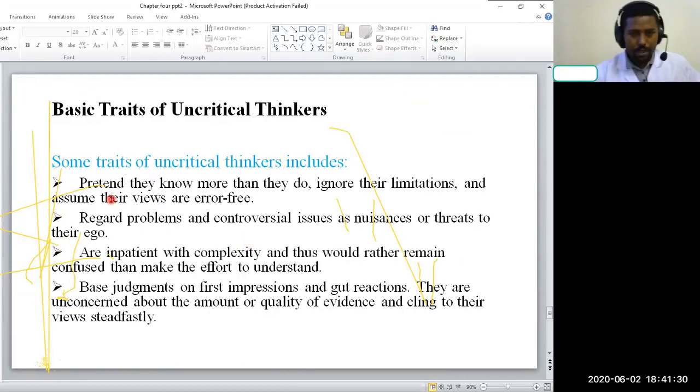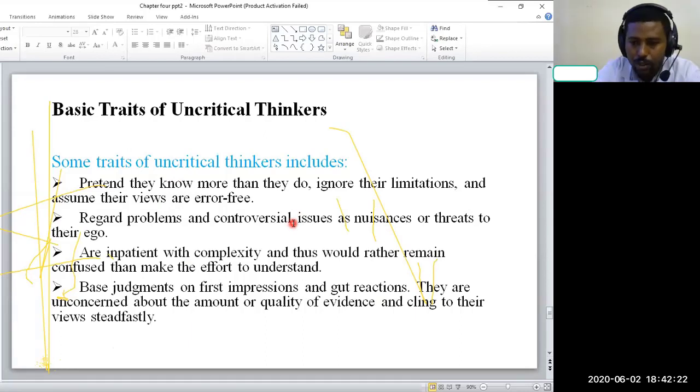Unlike critical thinkers, uncritical thinkers have these basic traits. They are the direct opposite of critical thinkers. If you understand the characteristics of critical thinkers, the traits of uncritical thinkers are the direct opposite, so you can easily understand. They pretend they know more than they do. They cheat themselves and are not honest with themselves. They feel they are not fallible, so they don't want to accept their mistakes and limitations, and assume their views are error-free.